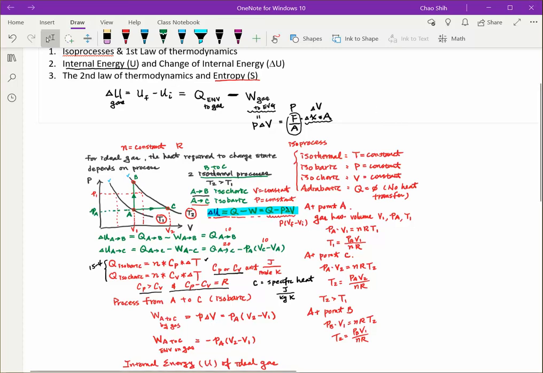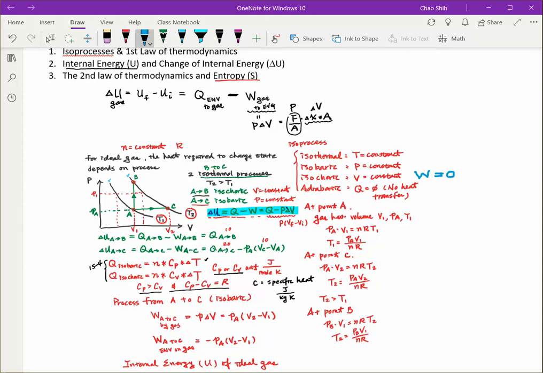Adiabatic, Q is equal to 0. So that is another one that we know. Let me write it down over here. Isochoric, work equal to 0.